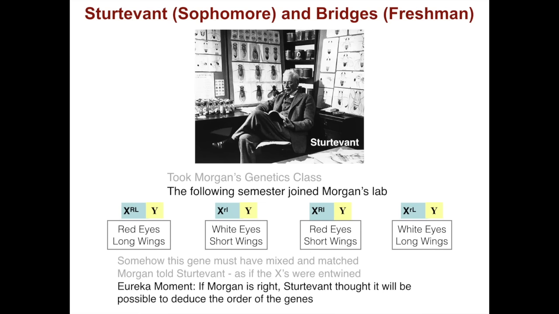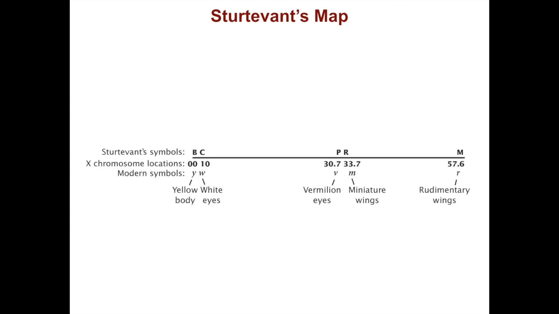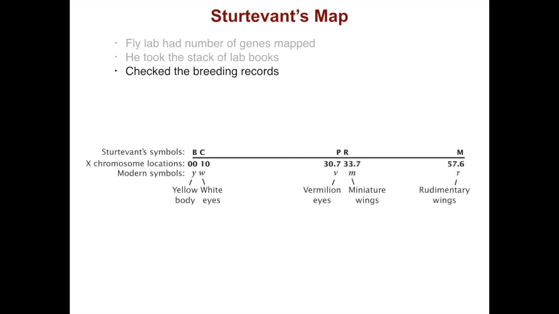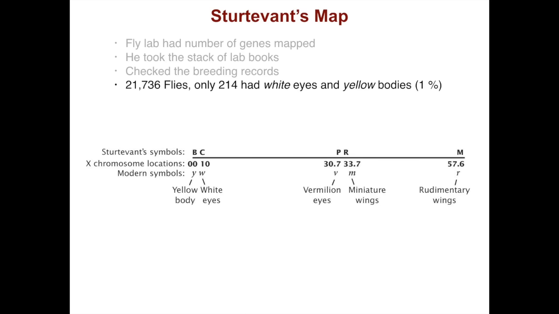Sturtevant thought it would be possible to deduce the order of genes from this process, which is a pretty amazing insight. He tried to use this phenomenon, which would be called recombination, to build a genetic map of genes on the X chromosome. And here's Sturtevant's map. There were a number of genes that were already mapped, so this is not all of his work. He took all the data that the lab had from all the breeding records that they kept.